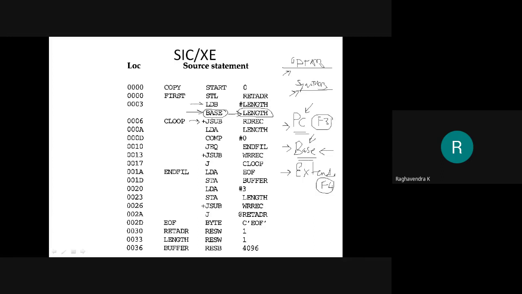Look at the previous instruction. Previous instruction is LDB. LDB means what? Load into base register. What is the value you are loading? You are loading the value of length. Okay, you are loading the value of length, right? So this is one thing.